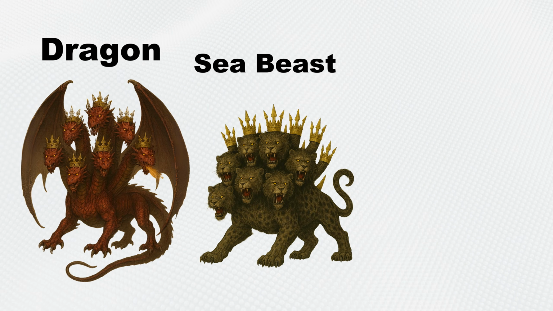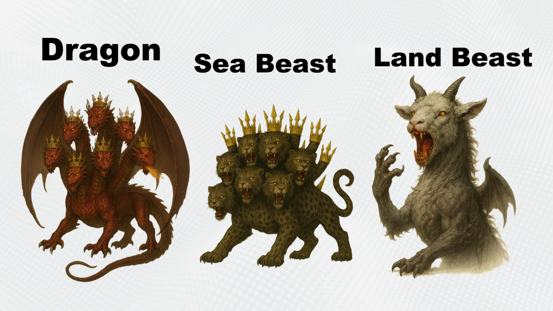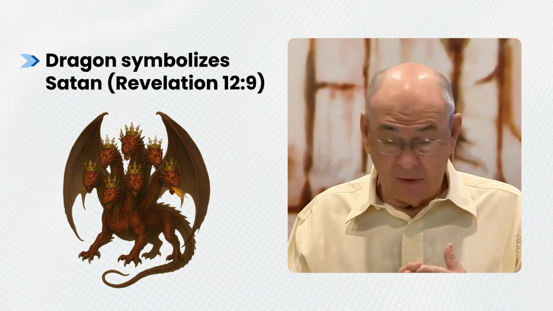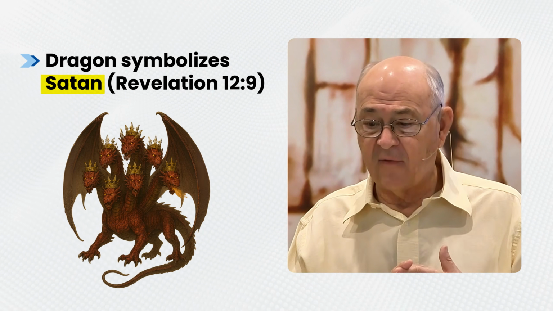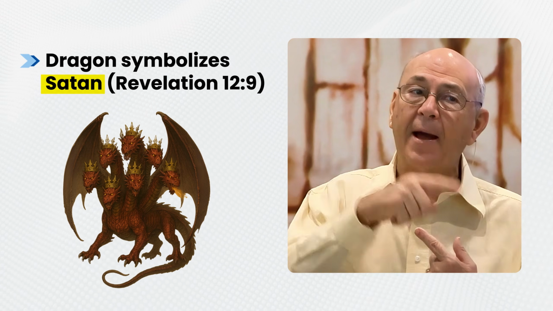This chapter is dominated by three characters: the dragon, the sea beast, and the land beast. Now, references to these characters continue well after chapter 13. So we need to sort them out. We need to get them firmly in mind, where they're placed, who they are, who they symbolize. The dragon symbolizes Satan, and he was unequivocally identified as such one chapter back.